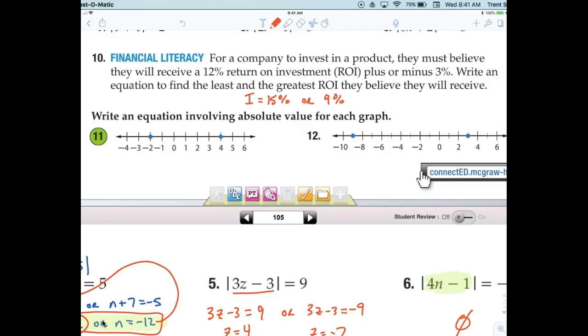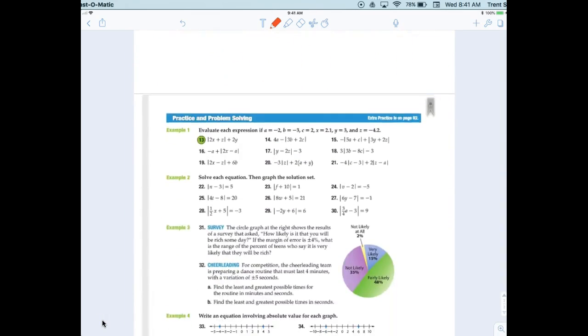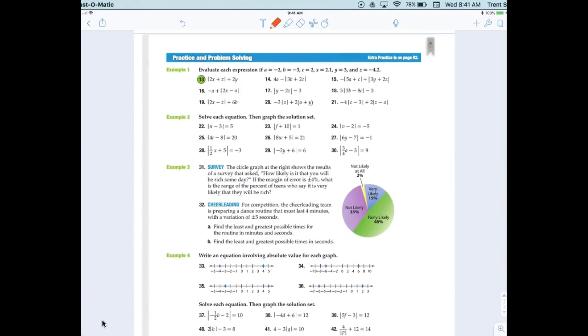All right. Now, 11 and 12. When it says write the equation involving the absolute value, I'm not expecting you to be able to go backwards yet. So 11 and 12 you can cross out. Now, I feel like I've done a pretty good job with you on the homework. Let me scroll up and see if there's anything tricky. I don't think there's anything tricky.